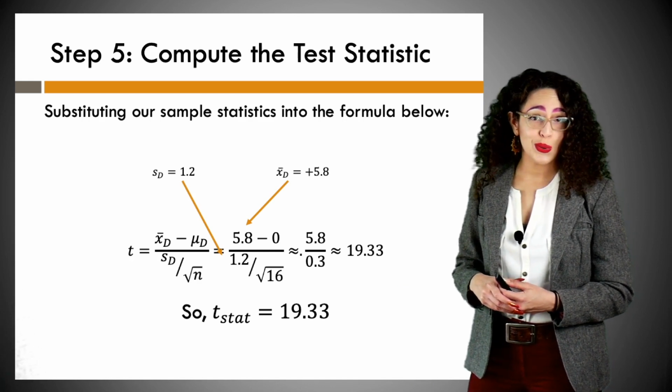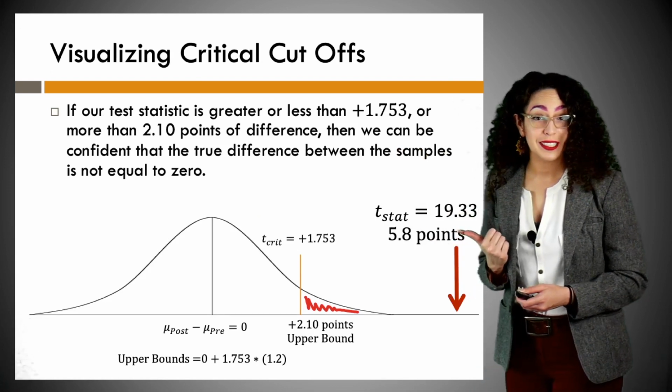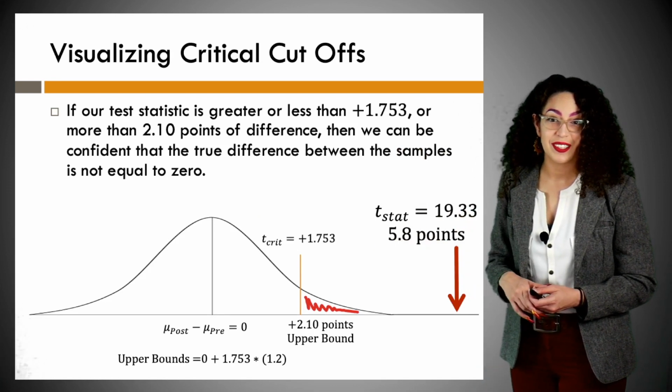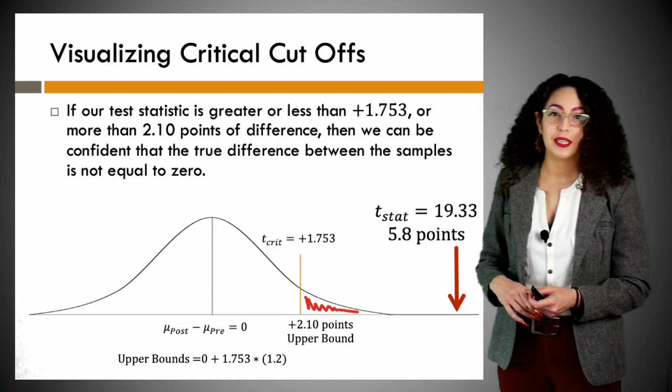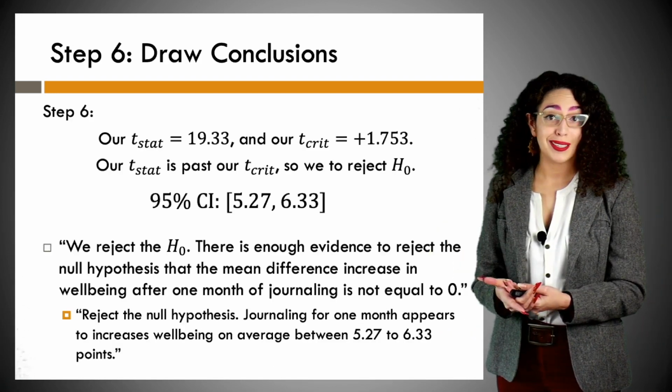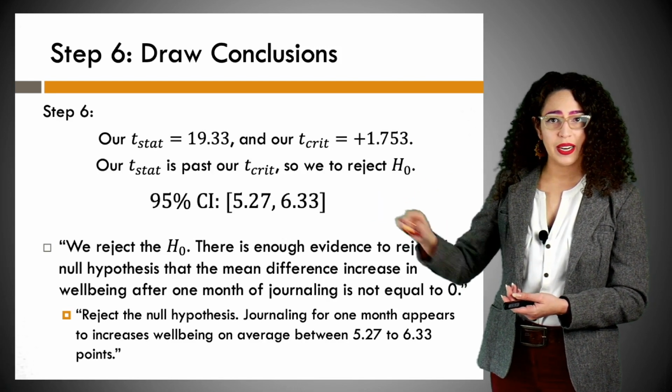That is huge. We don't even have to look at the critical cutoff. So is our test statistic greater than 1.753? Yes, it's probably actually way out here somewhere. So it is super significant. Step 6, draw some conclusions. I've also, of course, created our 95% confidence interval right here.